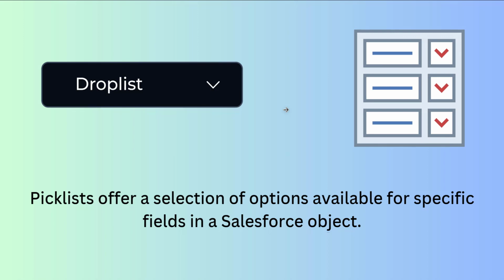A picklist offers a selection of options available for a specific field in a Salesforce object. It is a drop-down list which shows you multiple options, out of which you are allowed to choose any one of them as per your requirement.